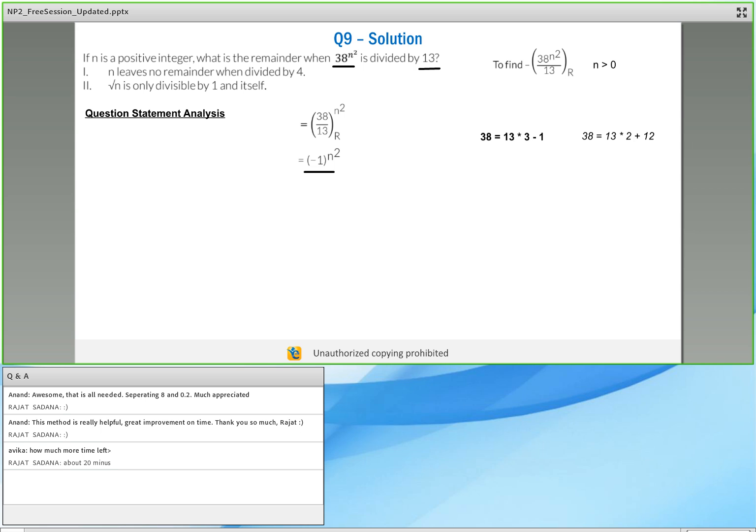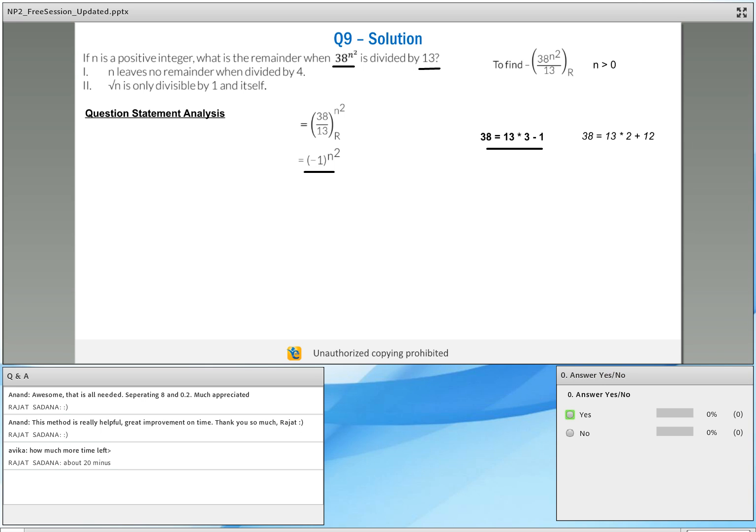So 13 times 3 minus 1 would leave a remainder of minus 1 to the power n square. Remember the concept of negative remainders? How many of you can get this part using the concept of negative remainders? 92% of you do, and 92% of you know all the math that you need to solve this question. Everything else is just simply logic.